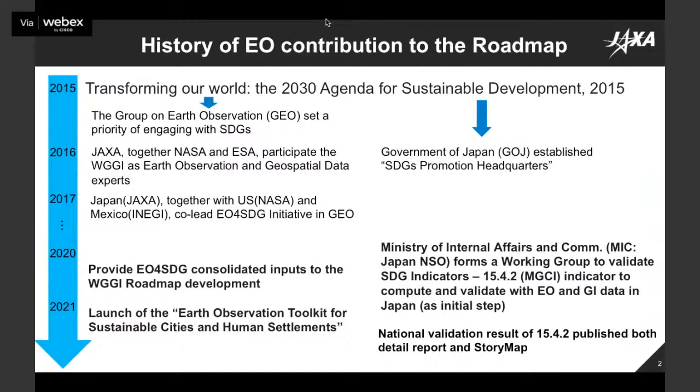In 2016, the SDG Promotion Headquarters was established under the Prime Minister's auspices. And after several years, we've been discussing how we can engage with our national domestic statistics office. We discussed with the Ministry of Internal Affairs and Communications, called the MIC, as the Japan NSO, and they formed a working group to validate the SDG indicators. So we discussed and then selected indicator 15.4.2, the Mountain Green Index, to compute and validate with EO data and GI data in Japan.